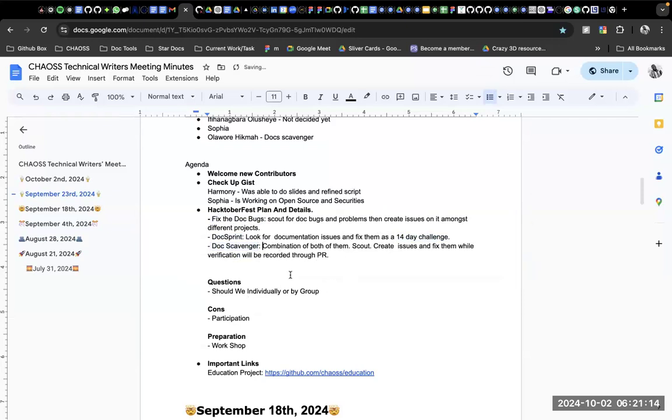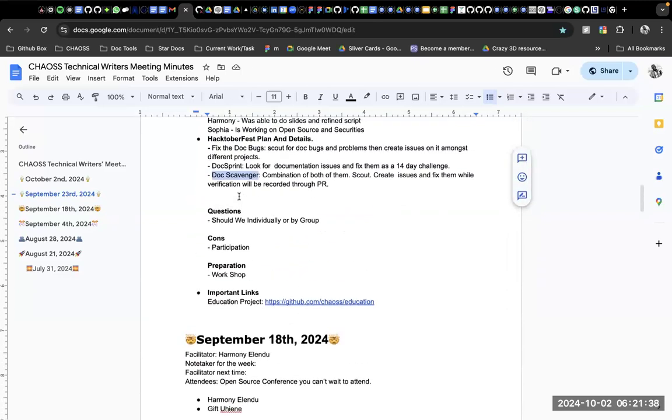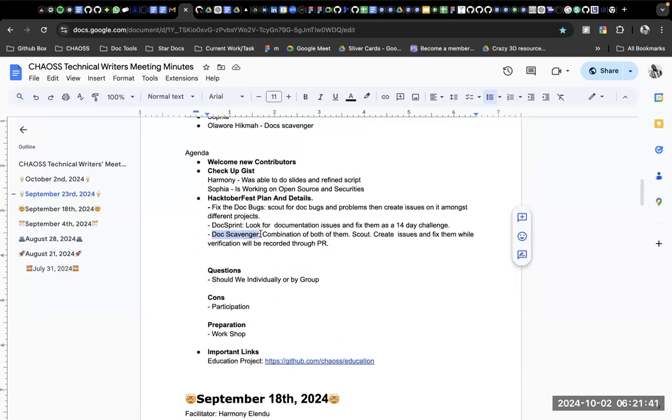Basically, we are going to scout for issues, create as many issues as we can, and we are also going to fix issues that either we have created or other persons have created. I think there are people that are very good at spotting issues in documents and creating issues, and I also think there are persons that are good with fixing those issues. So that's why we settled on Doc Scavenger. I think there's only one person that didn't settle on this. In the conversation, we settled on this, and I've made a document on Doc Scavenger, which I will go through with everybody today, and we'll make decisions on various touch points.